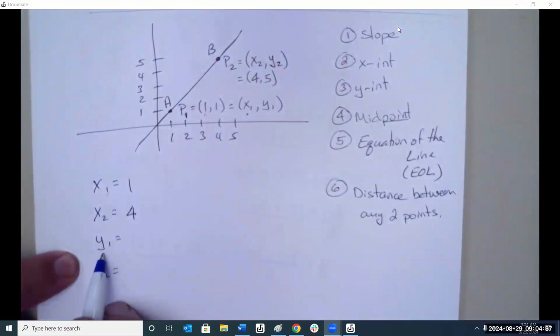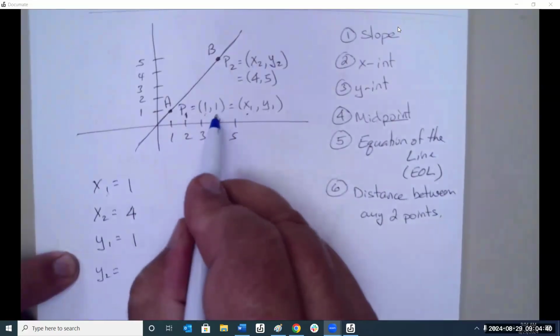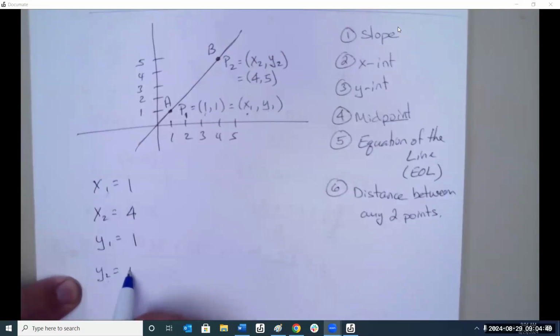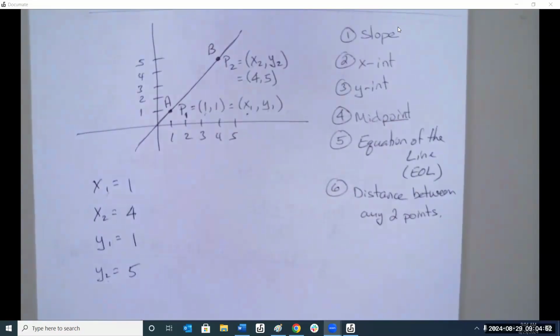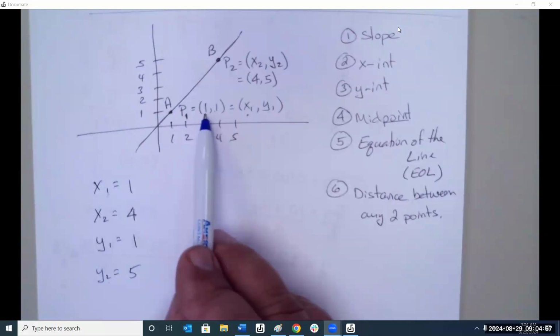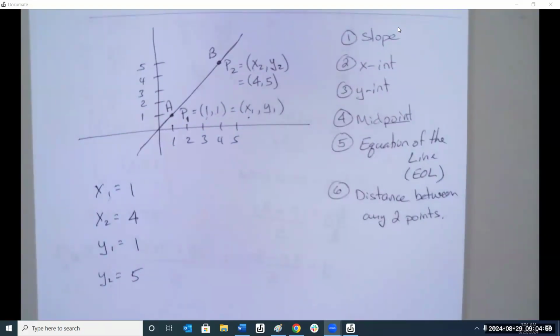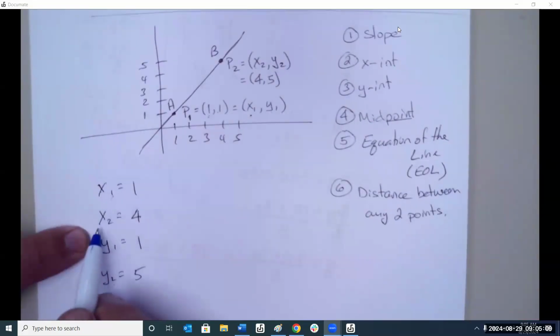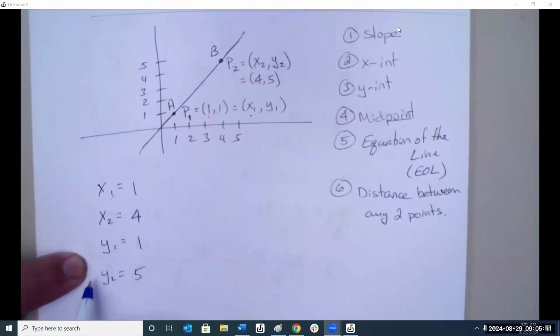What is y1? It's the y value of the first one. I'm glad you said that, because that's the reason we do this. And the y value of the second point is... Typically when students go straight to the points, what they're going to do is x1, x2, y1, y2, because it's much easier to read that way. So that's why I want you all to label these points first. This is the x value of the first point, the x value of the second point, the y value of the first, and the y value of the second.